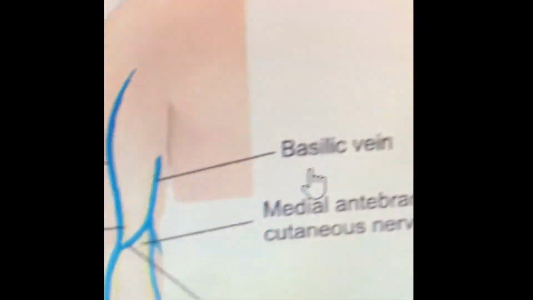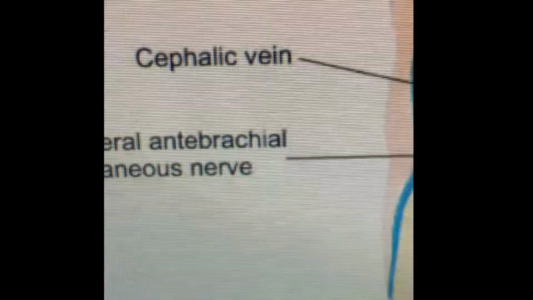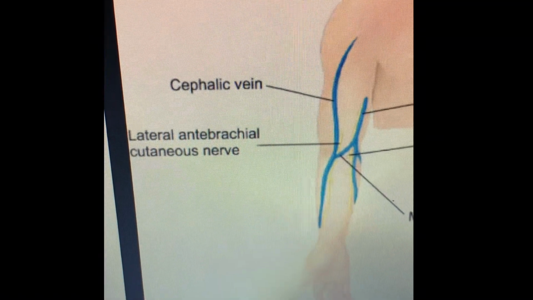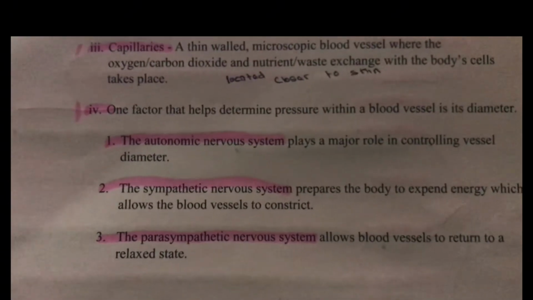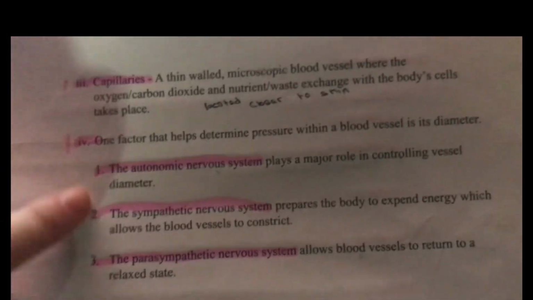Last vein we're going to go over is the basilic vein, and this is a common site of intravenous catheter insertion. Now we're going to get into the capillaries, and these are thin-walled microscopic blood vessels where the oxygen or carbon dioxide and the nutrient or waste exchange with the body cells takes place, and this is located closer to the skin.